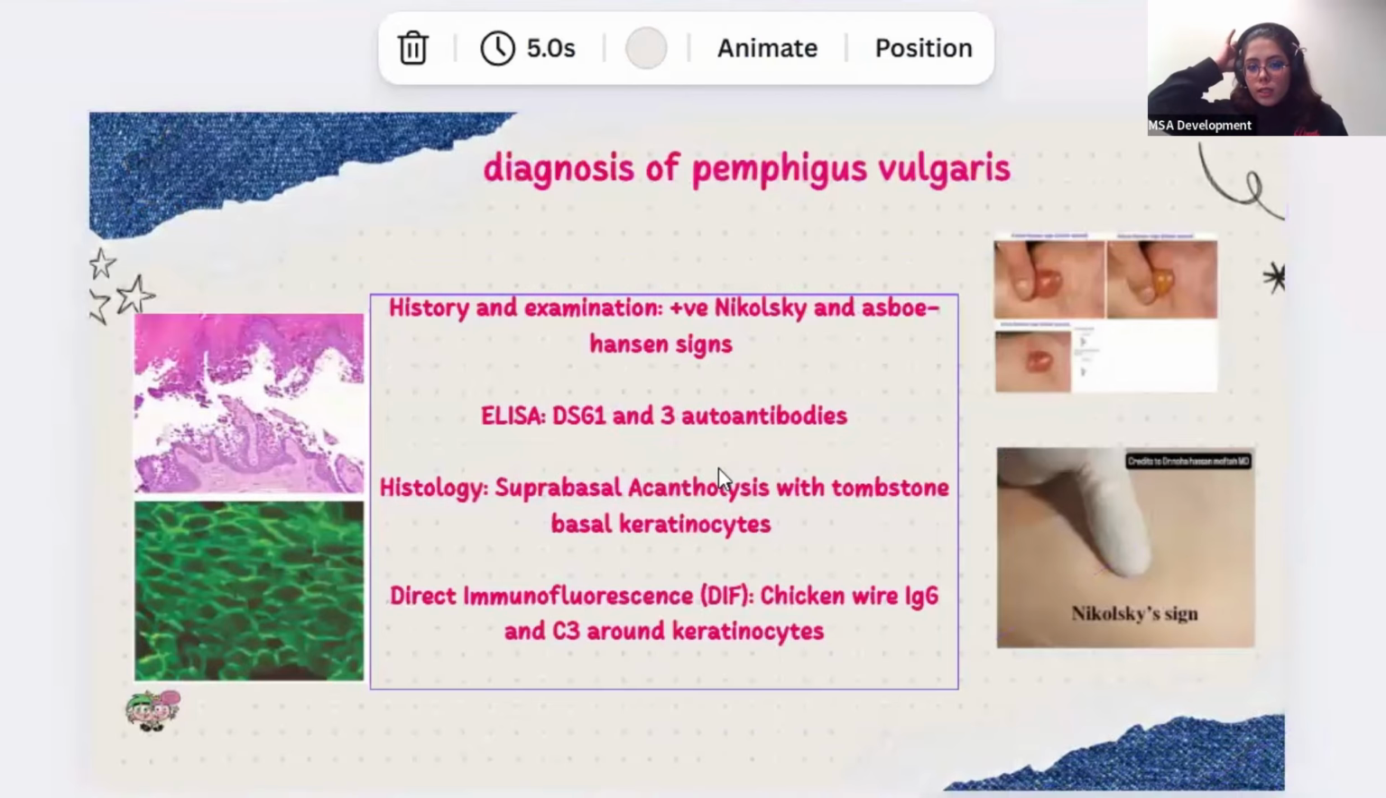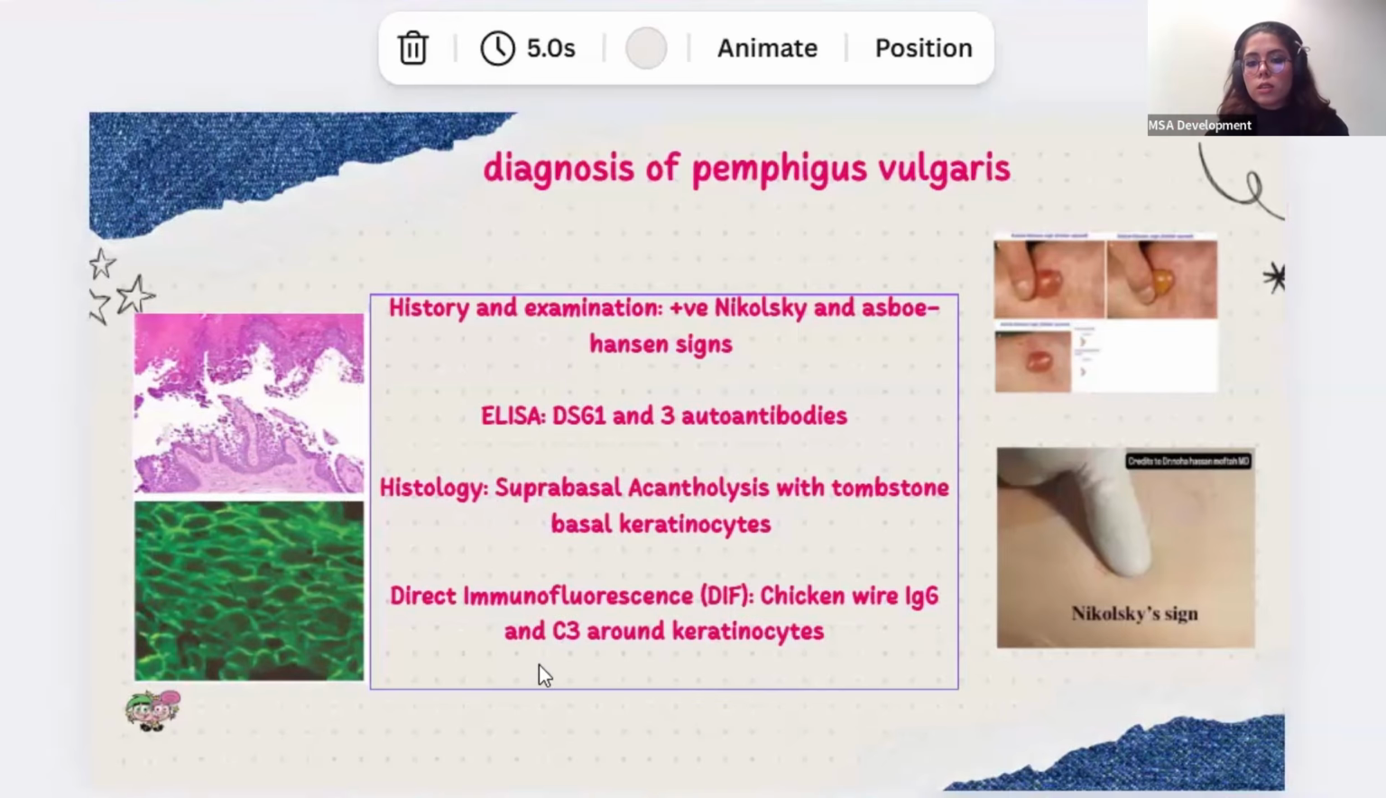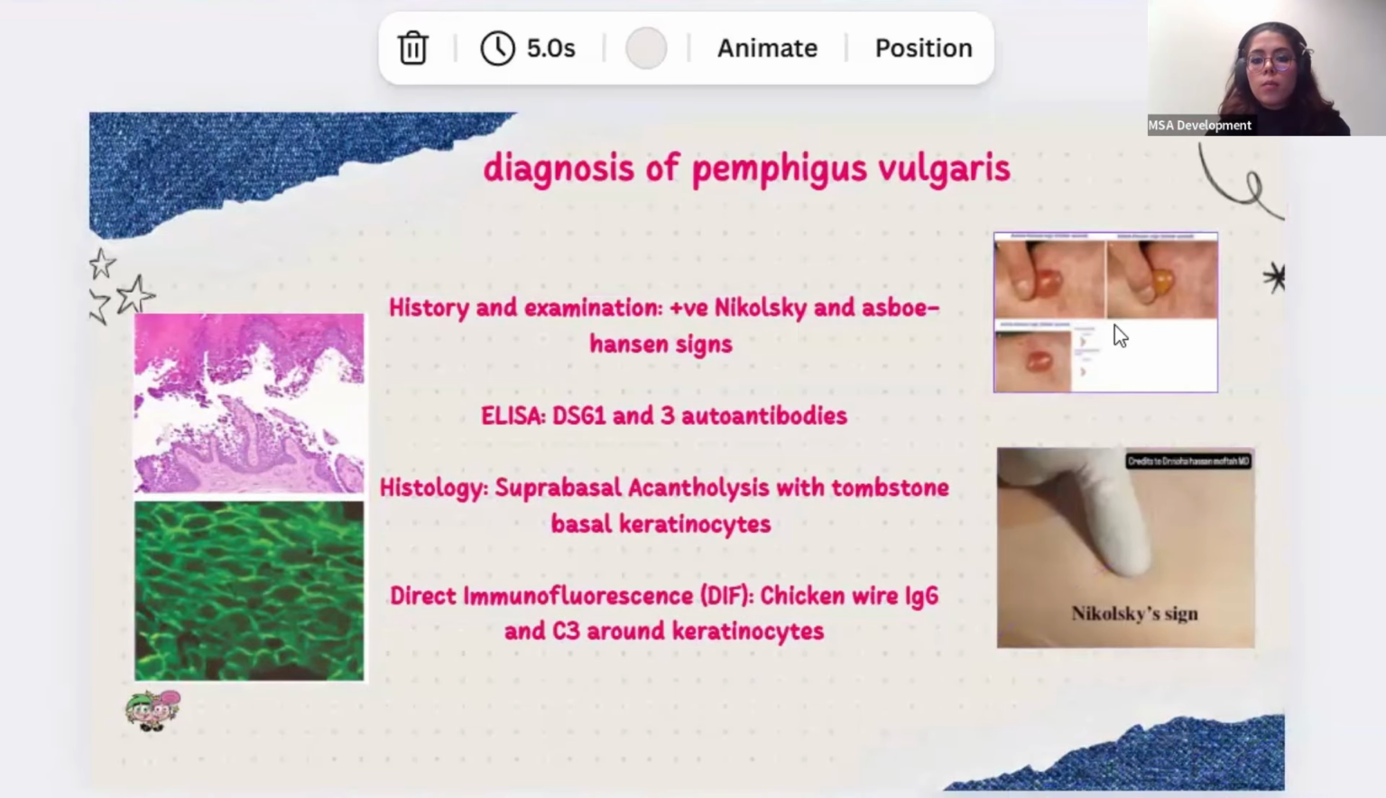The diagnosis is history and examination and a positive Nikolsky sign. A Nikolsky sign is when you take the skin, you do this, and the skin peels off. You do ELISA, you do histology, direct immunofluorescence, chicken wire fishnet appearance, IgG and C3 around the keratinocytes.